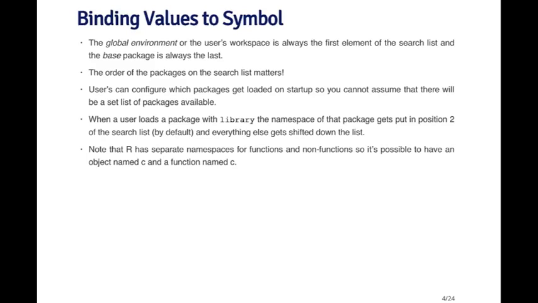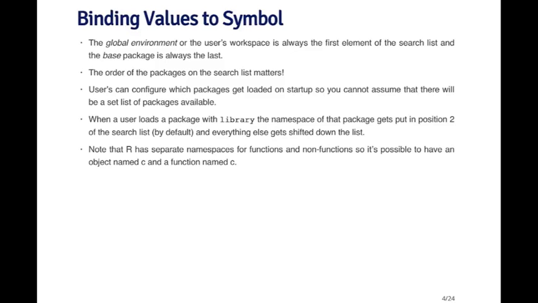As I said before, the global environment is equivalent to the user's workspace, and it's always the first element on the search list. Furthermore, the base package is always the last element on the search list. Because of the way the search process works, going down the list of packages, the order of the packages on the search list matters. Users can configure which packages get loaded when you start up, and users can also load packages whenever they want. So you cannot assume that there's going to be a set list of packages available, or that the packages will be in any sort of order. They can be in different orders at any time, depending on what the user has decided to do in a given session.